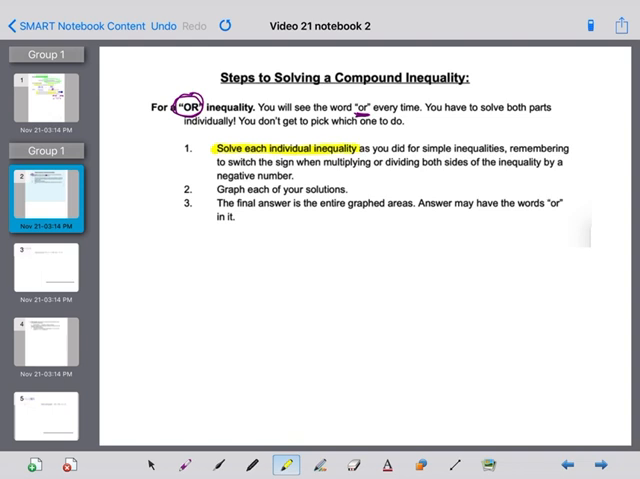You'll solve each individual inequality just as we've been doing for simple inequalities, remembering to switch the sign when you multiply or divide by a negative. And then you'll graph each of your solutions. The final answer will be the entire graphed area. Your answer might have the word or in it. So let's do an example.